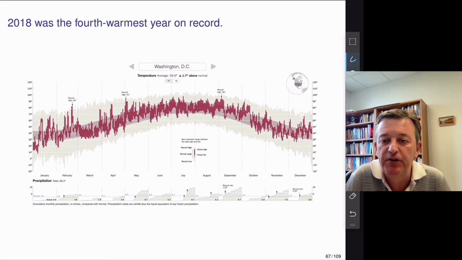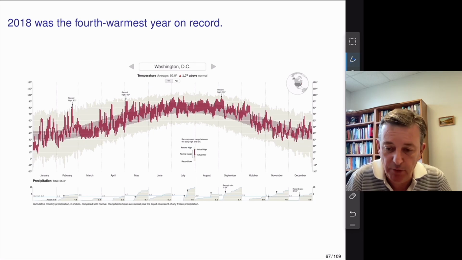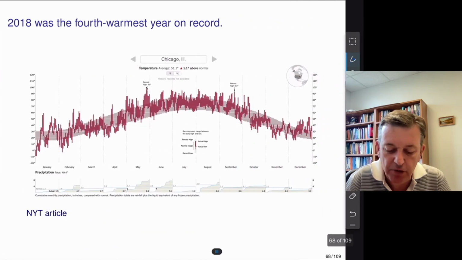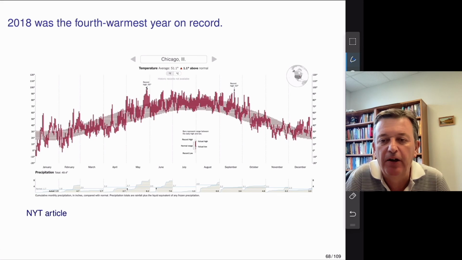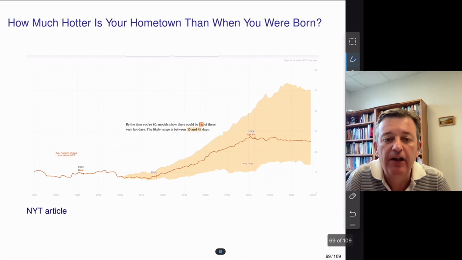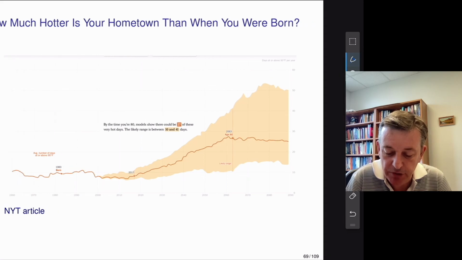2018 was the fourth warmest year on record. One thing that happens to temperature is it's much more volatile. So you just get more extremes. You get more cold and more warmth. So that's worth reading about. The New York Times has an article. Here's Chicago, and the weather's been quite variable in Chicago in the last few years. Another interesting New York Times link for you to click on. How much hotter is your hometown now than when you were born? So you can see how that temperature has changed in time.